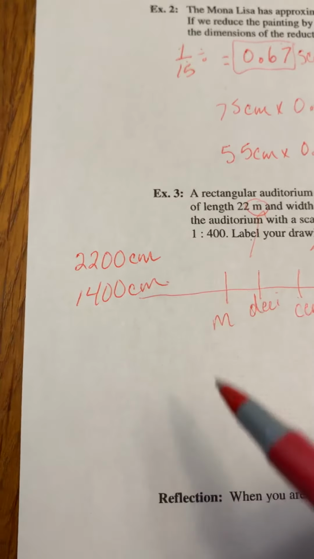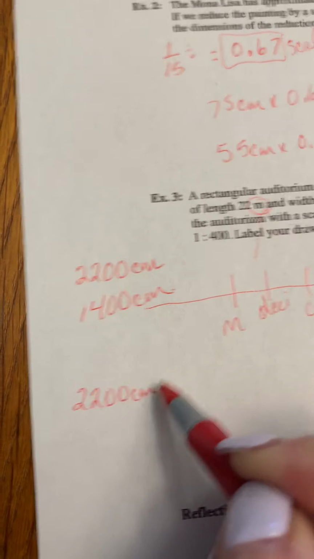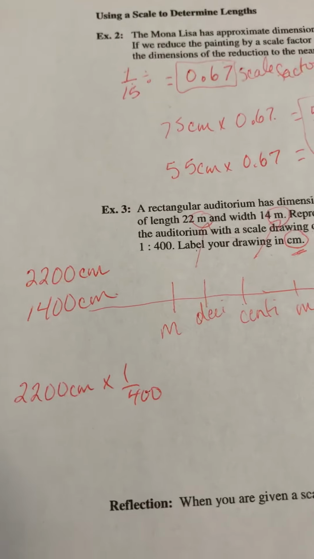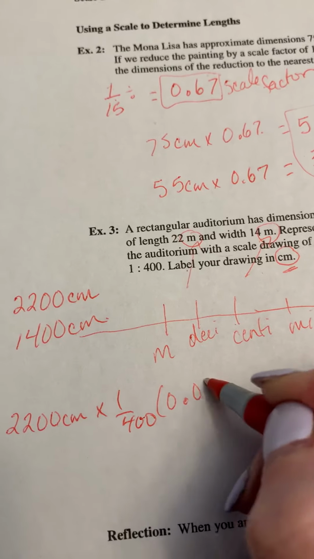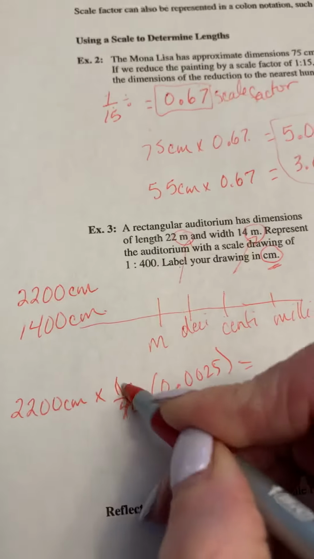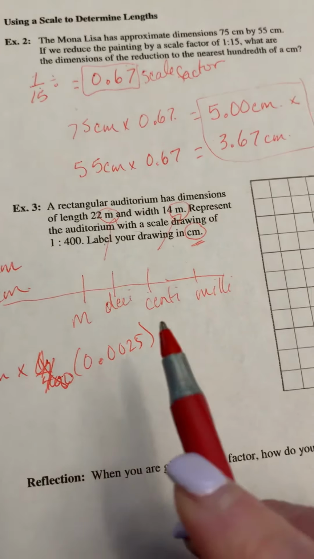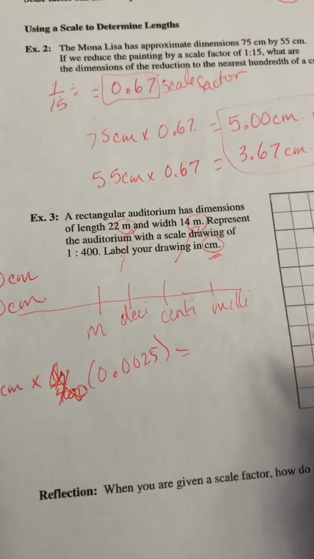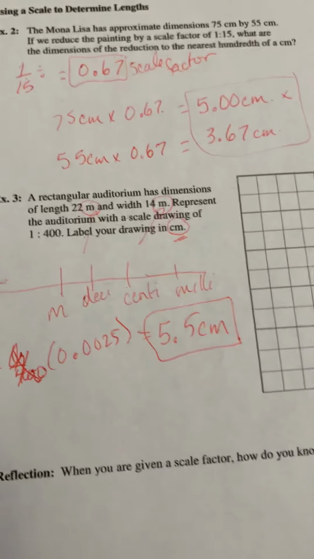Okay, so how are we going to draw our scale diagram? How are we going to figure out our dimensions? Well, what we're going to do is we're going to take that original measurement, the 2200 centimeters, and we're going to multiply it by our scale factor, okay, which is 1 over 400, which as a decimal works out to be 25/10,000. So when I do that, I get rid of this, I work with decimals here. 2200 centimeters times 25/10,000ths works out to be around 5.5 centimeters. So that's my new measurement.